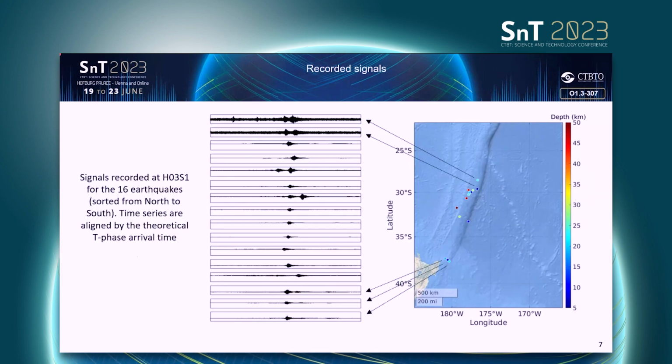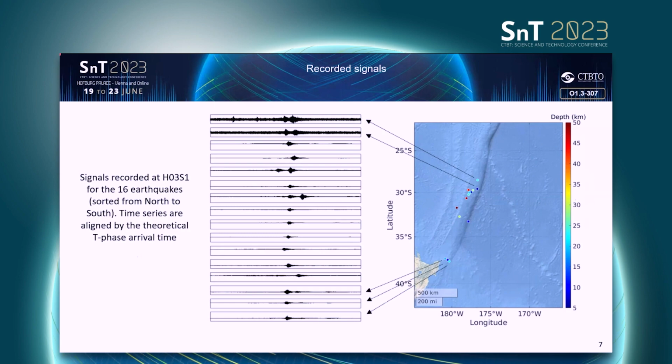Here you have the time series recorded at one hydrophone of the south array at HO3 for the 16 earthquakes. You can see that these time series are aligned by the theoretical T-phase arrival time, and you can see clearly that there is a signal there.